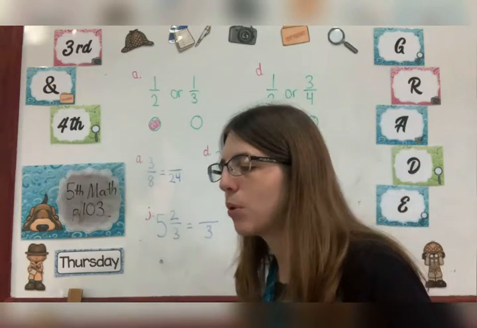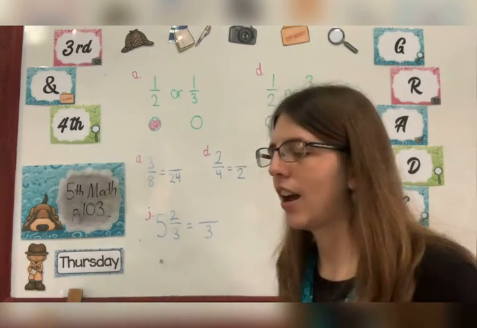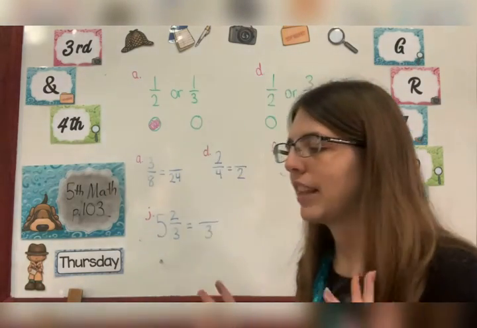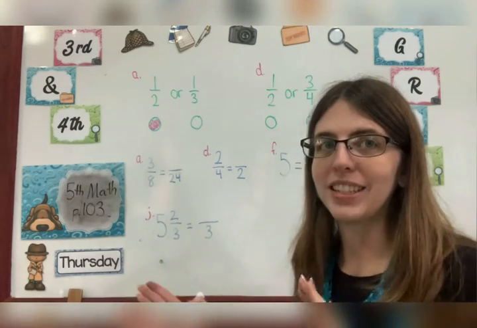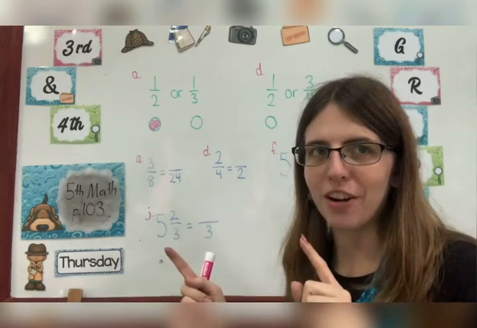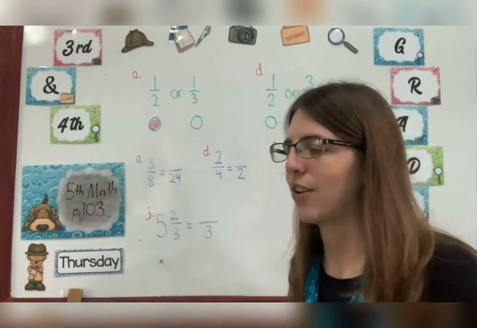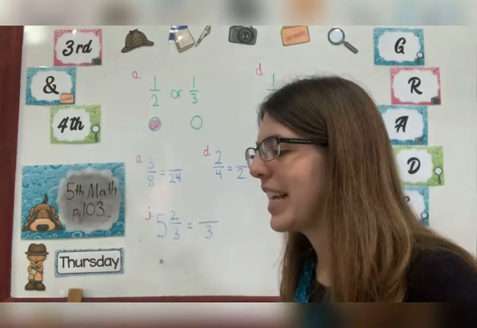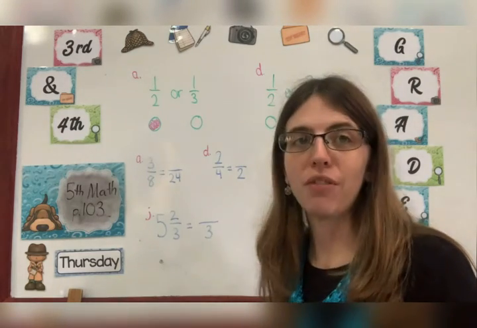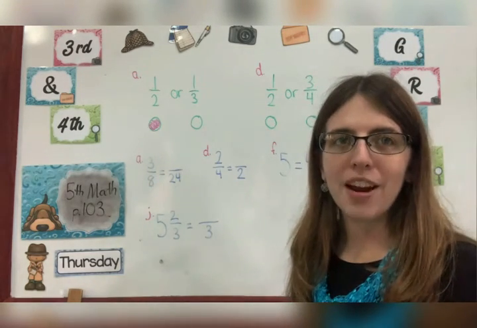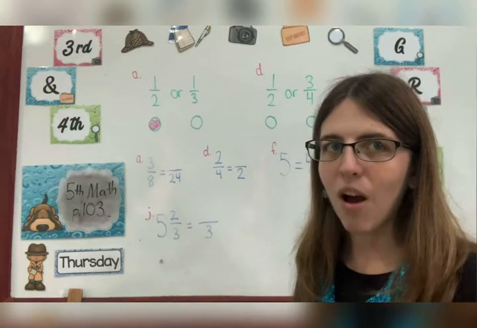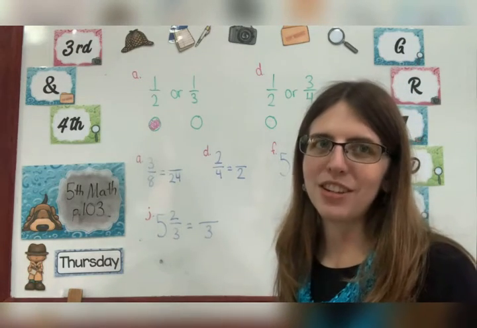Use that same rule to do letter B and letter C, only with letter C, your denominator is the same, so you look at the numerator. The one with the bigger numerator in this case is the bigger number. All right, letter D, 1/2 or 3/4. Well, in order to compare these, since your numerator is not 1, they need to have the same denominator.